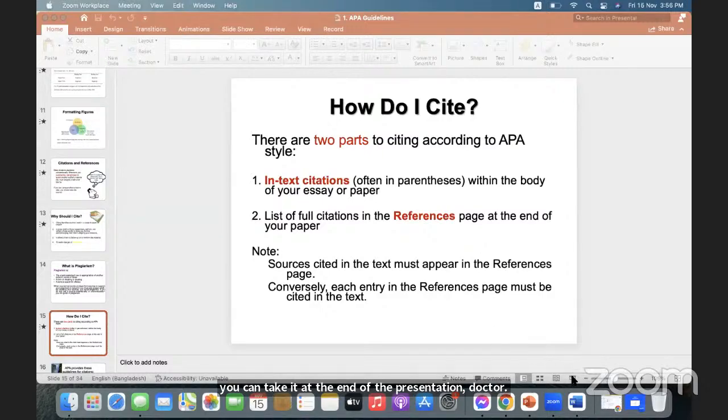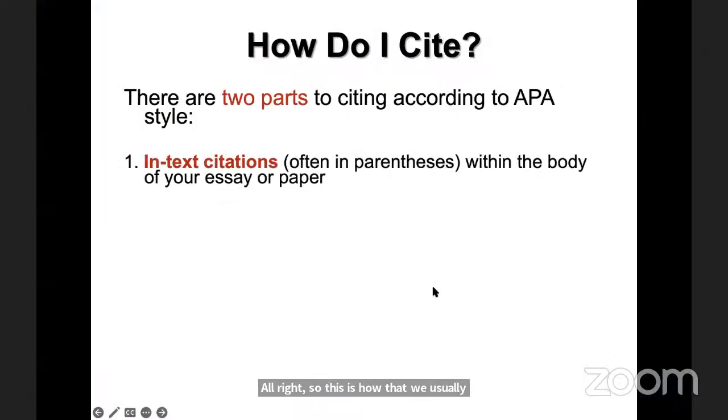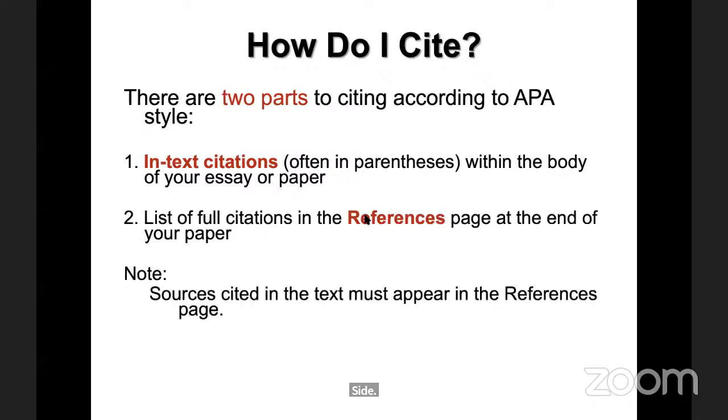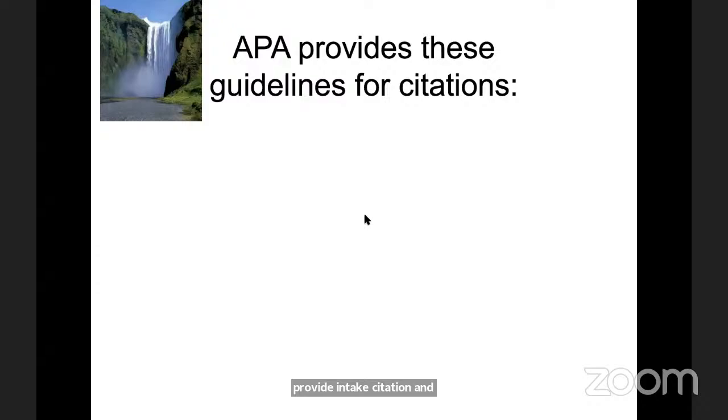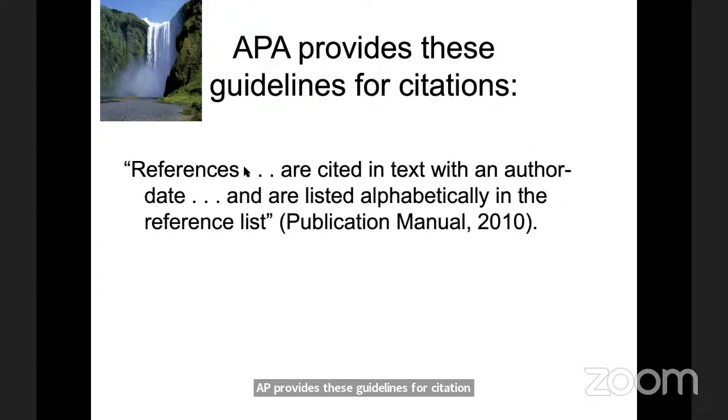All right. So this is how we usually provide in-text citation and also references. APA provides these guidelines for citation. What are the guidelines? References are cited in the text, and author and date are listed alphabetically in the reference list.